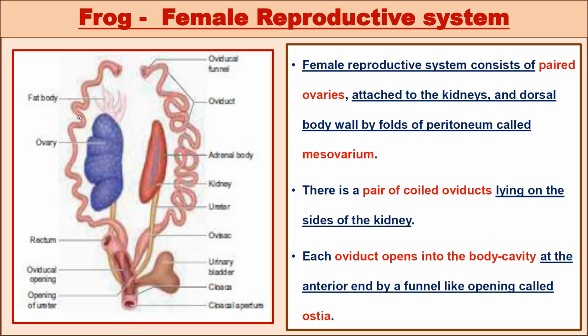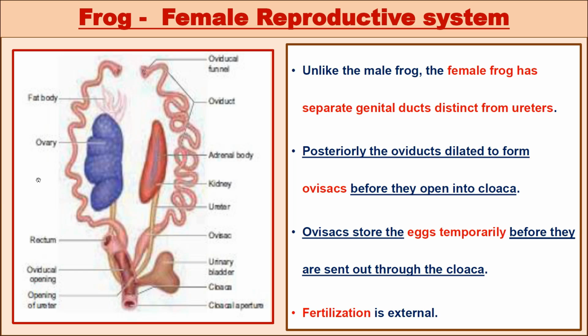These are the oviducts, and each oviduct opens into the body cavity at the anterior end by a funnel shaped structure with an opening called ostia. Unlike the male frogs, the female frogs will have a separate genital duct. They are not united with the ureter. So the female frogs have a separate genital duct and a distinct ureter.